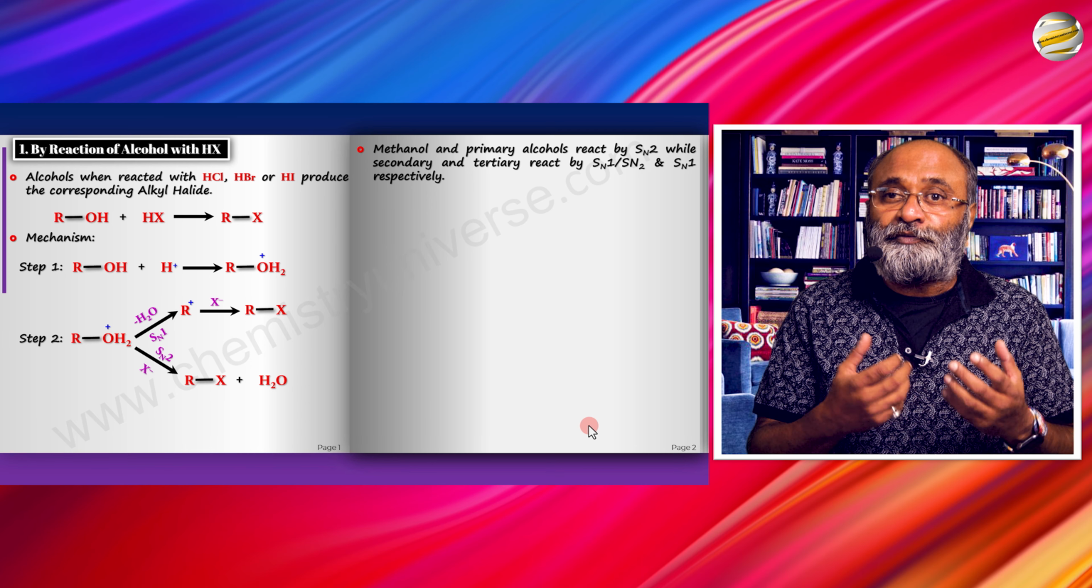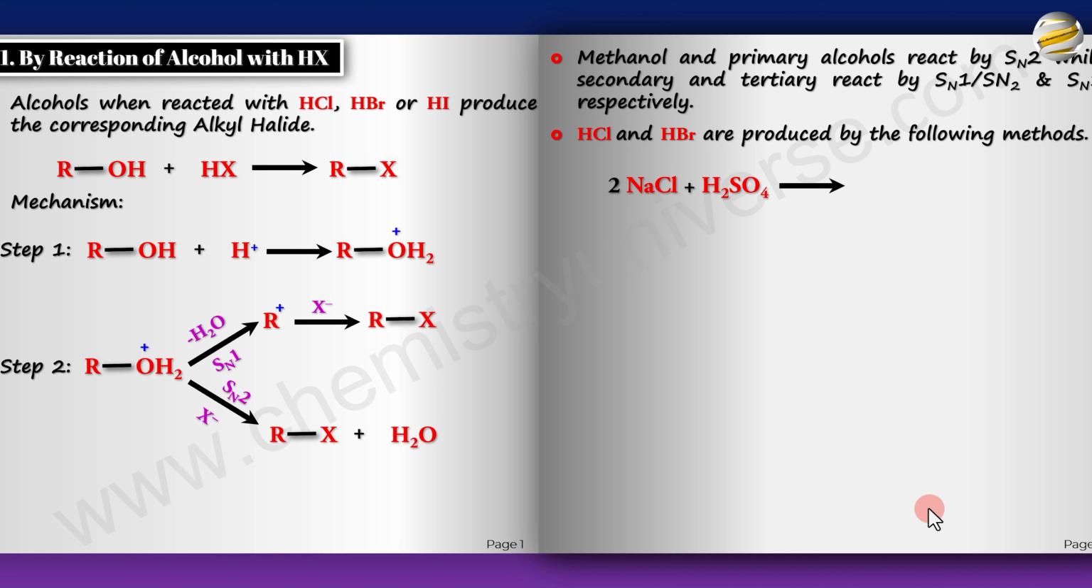Okay, so HCl and HBr are produced by the following methods. You take NaCl and sulfuric acid and you will get HCl and Na2SO4. Again, you get HCl, that's the important part. Then again, if you take NaBr and sulfuric acid, well, it gives you sodium sulfate and HBr. But you cannot produce HI by this method.